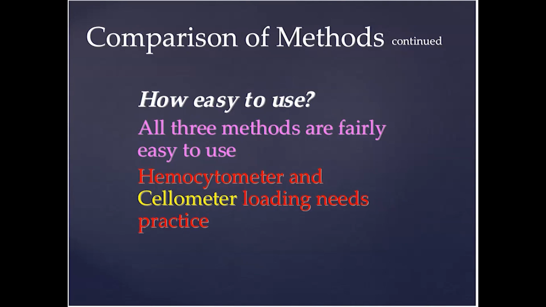Now, when it comes to how easy the methods are to use, these are all fairly easy to use. I teach these methods to my students here at cell culture class, and they typically are very proficient after a few trials. The Hemocytometer and the ceilometer need a little bit of practice loading only because they both rely on small volumes. It is very important that you get the proper volume loaded. You have to have a steady hand, and so that takes a little bit of practice to get good at that.